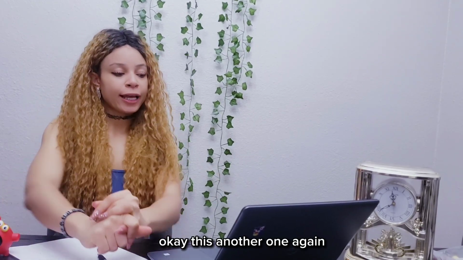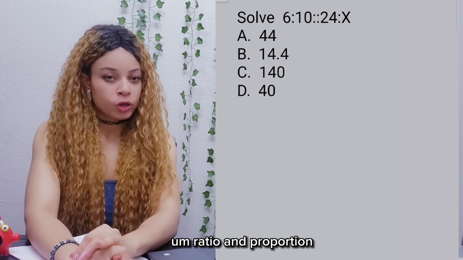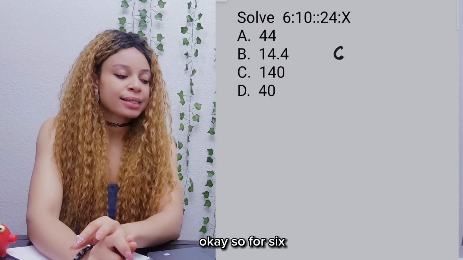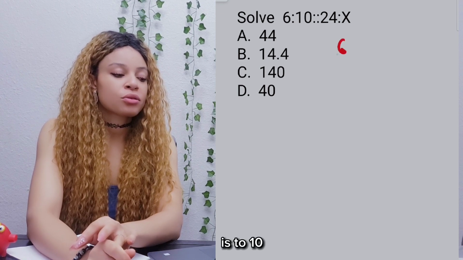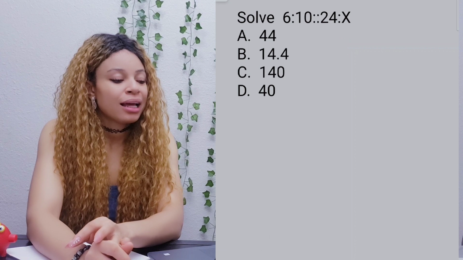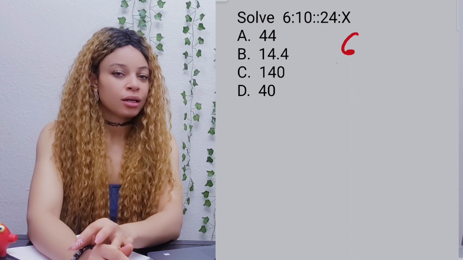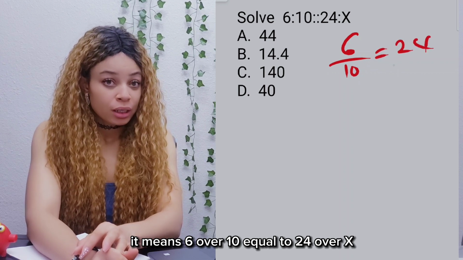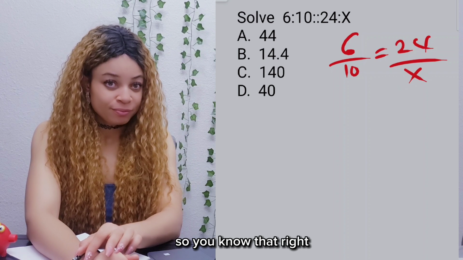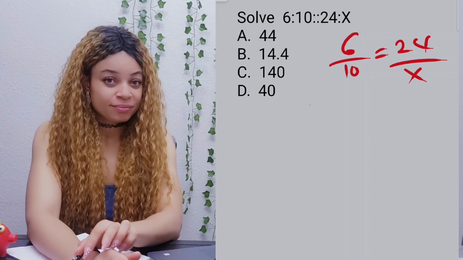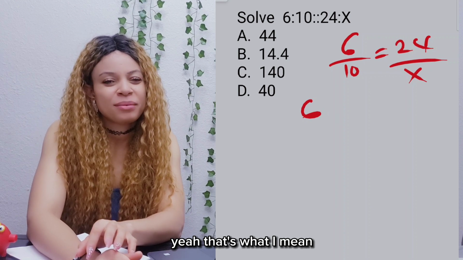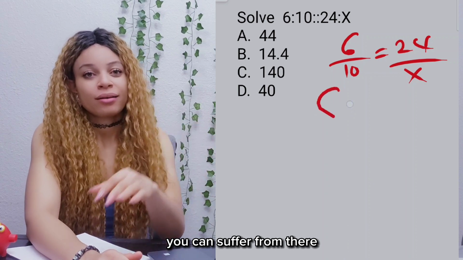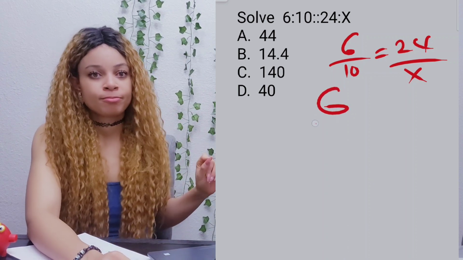Okay, this is another one. This is under ratio and proportion. 6 is to 10 and 24 is to x. You know what that means? It means 6 over 10 equal to 24 over x. That's just what it means. You can start from there.